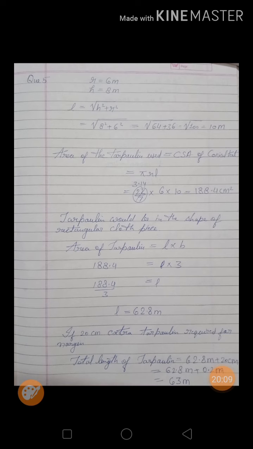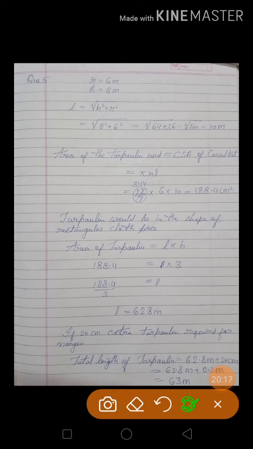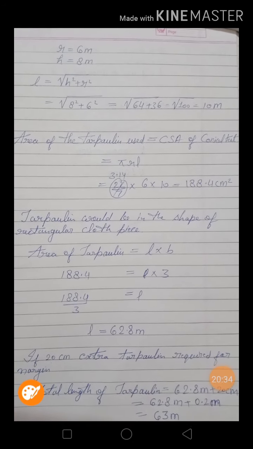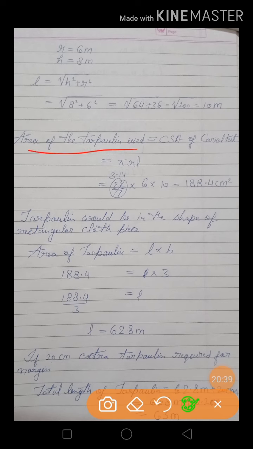So for CSA we need pi r L, we need L, but L, the slant height, is not given here. So by the formula L equals root of h square plus r square, in this way I have removed the square from here, so there will be a square root. So we shall find the value of L, it is 10 meter firstly. Then we shall find the area of tarpaulin used, that will be equal to the curved surface area of the conical tent.